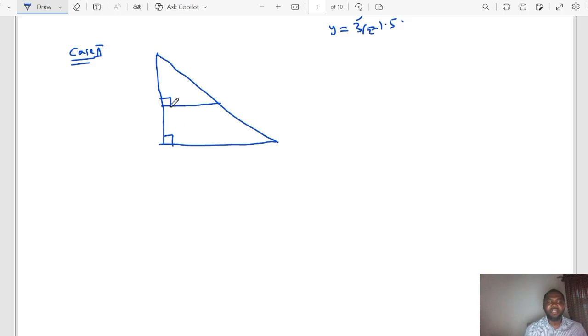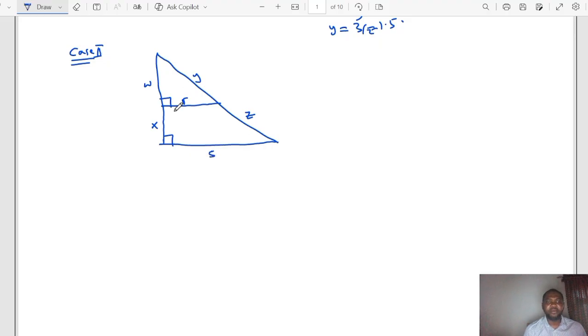If you notice, there are two similar triangles. There is a smaller one here, and there is a bigger similar triangle here. It's the same thing. Let's assume that here you have W, and here you have X, here you have Y, and here you have Z.